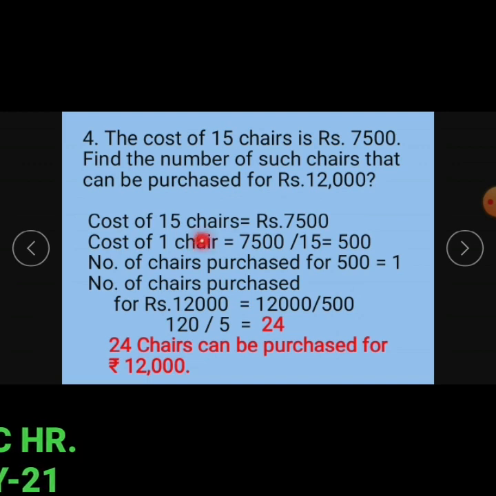Cost of 15 chairs equal to rupees 7,500. Cost of one chair equal to 7,500 divided by 15 equal to rupees 500. So cost of one chair equal to rupees 500. Number of chairs purchased for rupees 500 equal to 1.